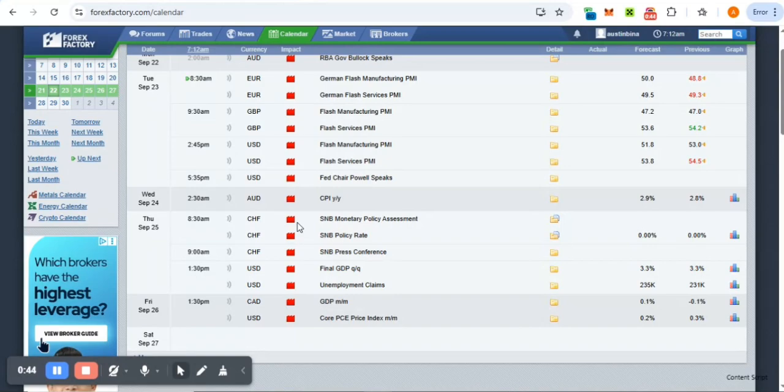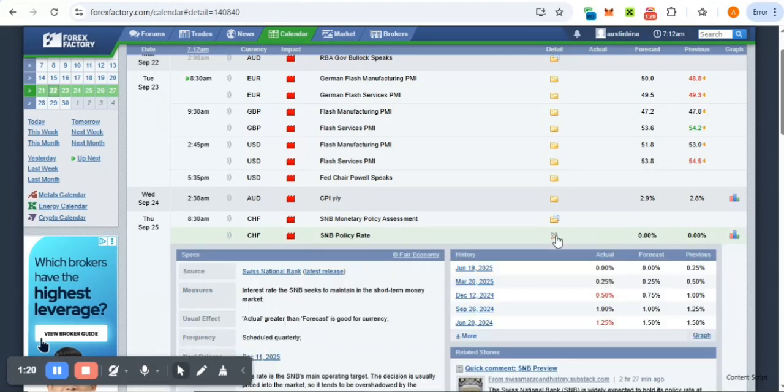And it's really going to be interesting to see how GBP AUD is going to react, right? So AUD has been weak for quite some time now. And let's see if it's going to be up again. And also, we see that we have CHF, SNB monetary policy assessment, and then SNB policy rate. And right here, we can see that the forecast is going to remain as it was.